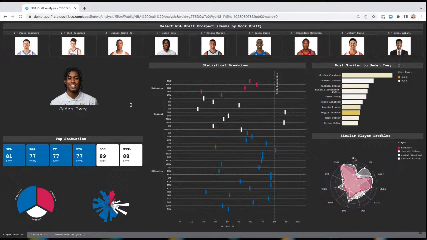this draft, which ended up being Jaden Ivey. And the thing about him is that he actually has a lot of white on his bar chart. So rather than gold and having good comparisons, he actually had a lot of comparisons to players that didn't pan out well in the NBA.